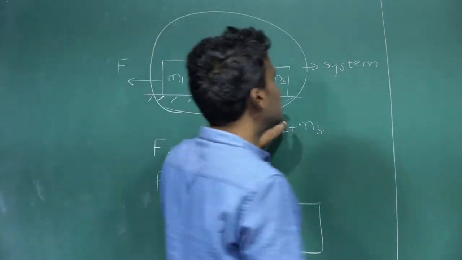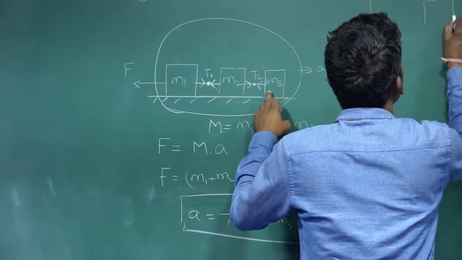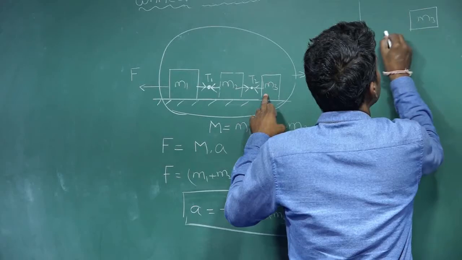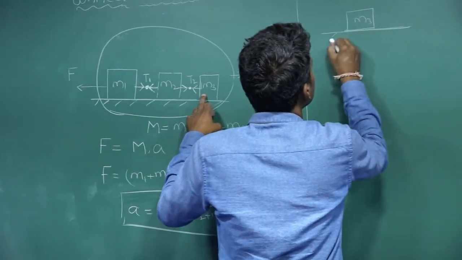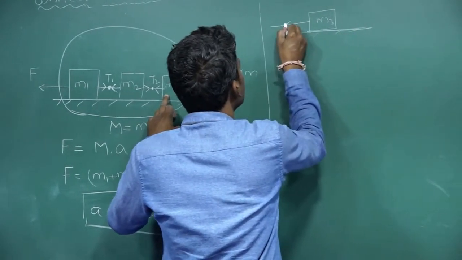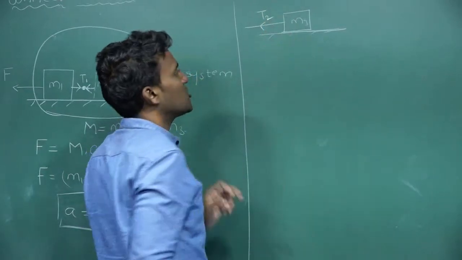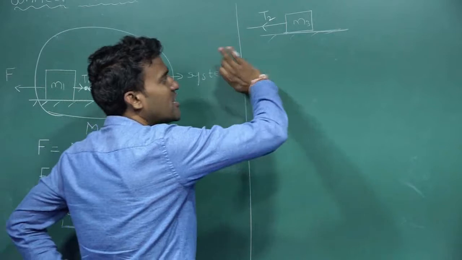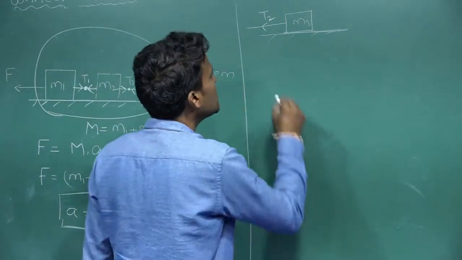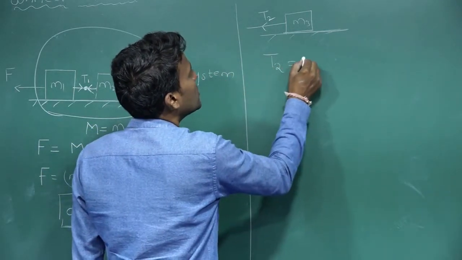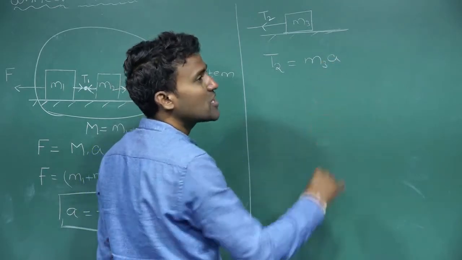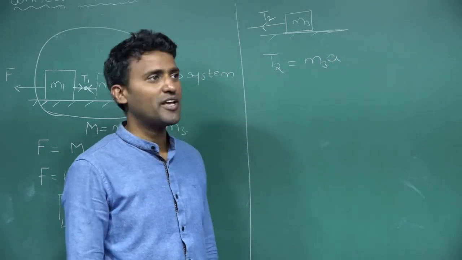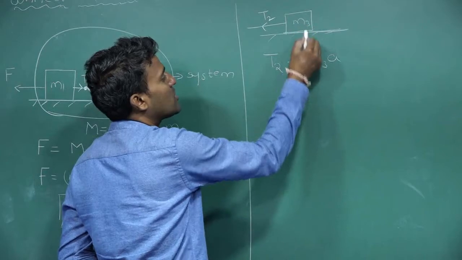Just take the free body diagram of M3. It is lying on a horizontal surface, isn't it? Now this is T2. Now tensional force T2 is equal to what you can write. Is there any opposing force? No opposing force. So T2 is equal to M3A. T2 is nothing but M3A, where M3 is the mass.